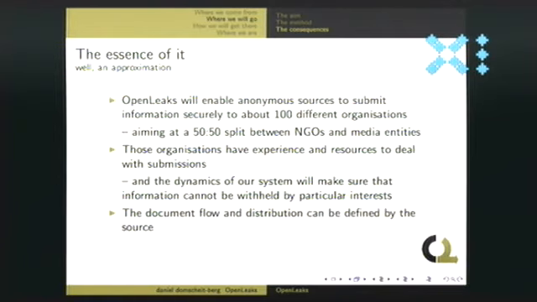The document flow and distribution can be defined by the source, and because of that, the information will get very close to where people care about this particular kind of information. So as a source, you can pick your local or regional newspaper because you know a certain story would matter to them. And if you know about an environmental scandal, you can go to Greenpeace because you feel Greenpeace would be the ones to address it. This is how to get information to someone that actually cares for it in the first place.